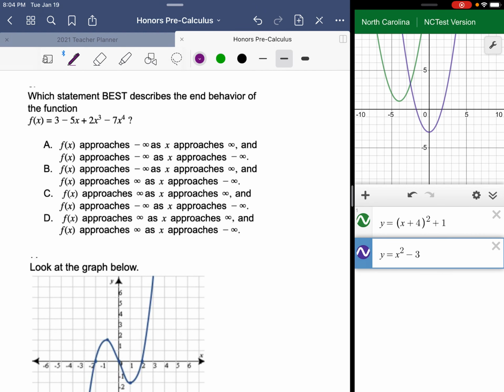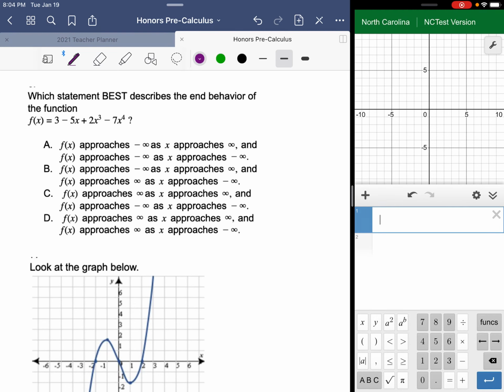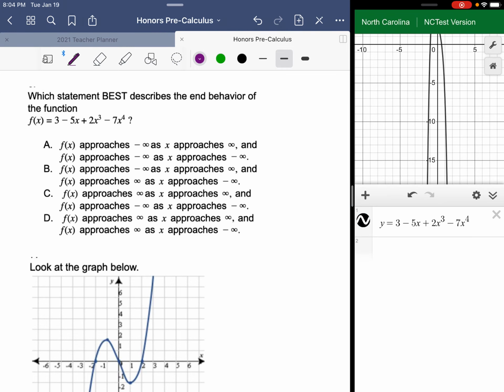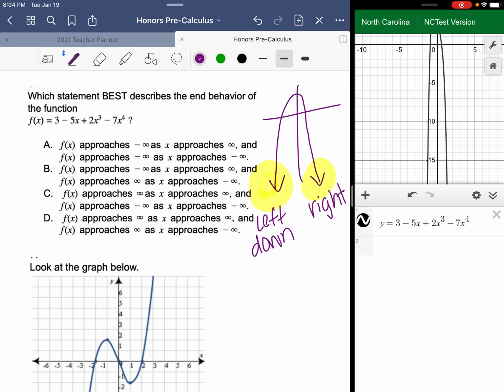All right, so this one talks about end behavior. So remember, end behavior is asking where did the ends of my graph go. So I'm going to start this off by graphing my function here. All right, so we have our ends. So if I kind of drew a sketch here, something similar to this, and I'm asking where are the ends of my graph going here. So on the left side, my graph is going down. On my right side, my graph is also going down.